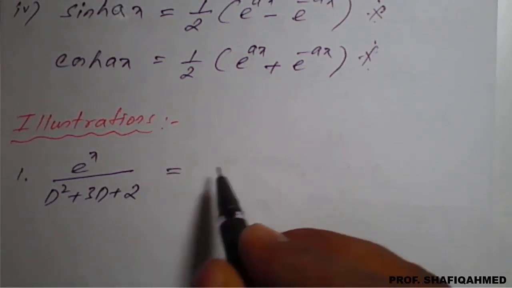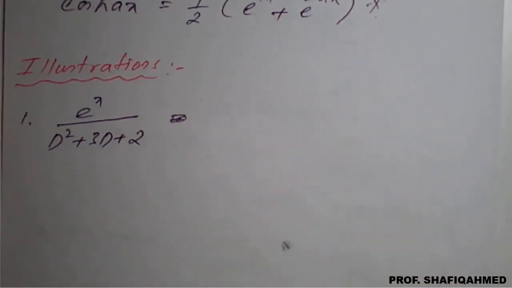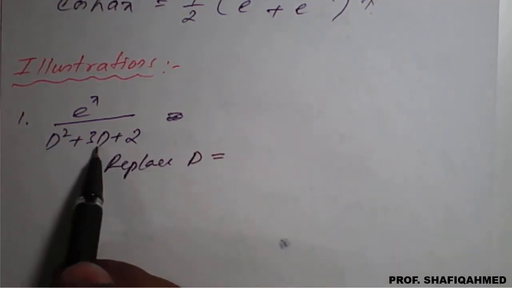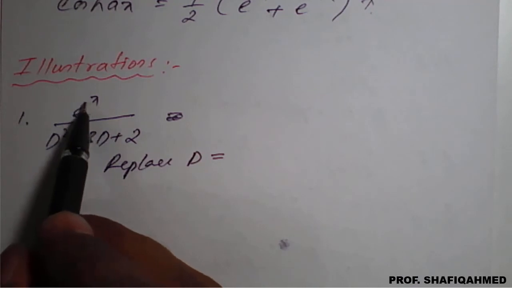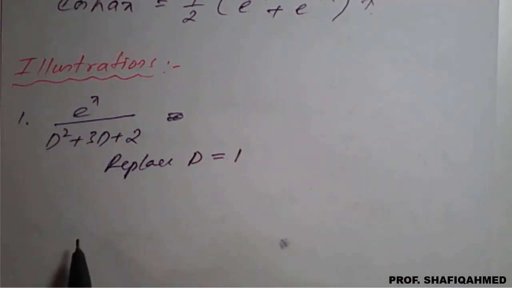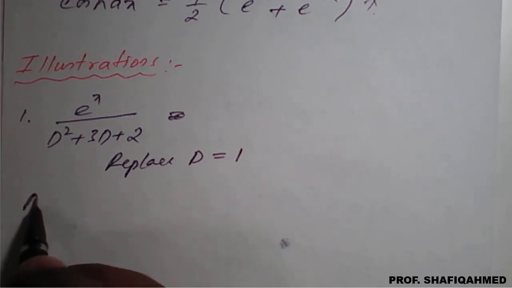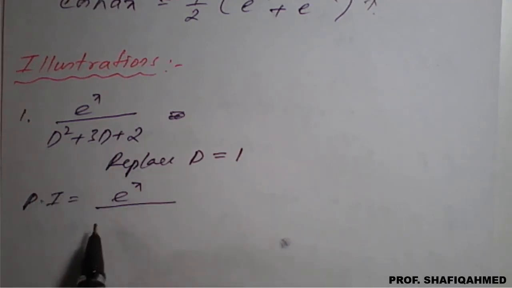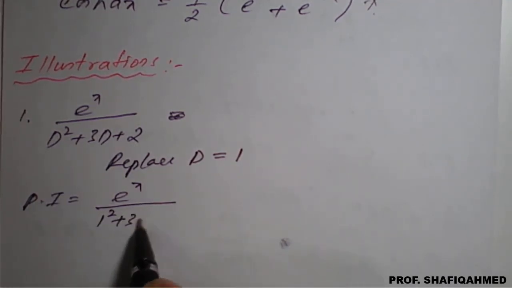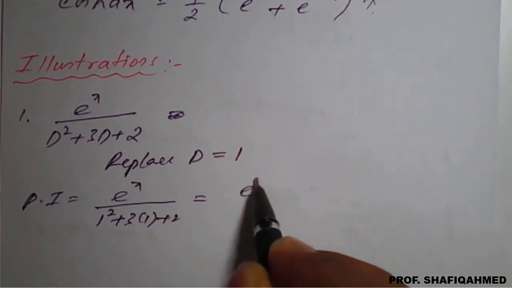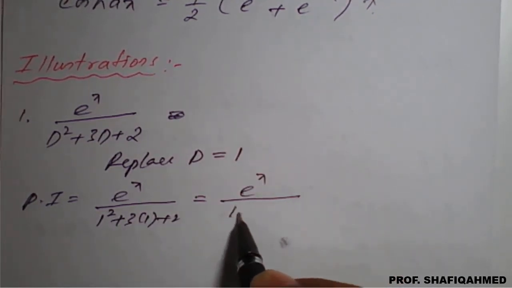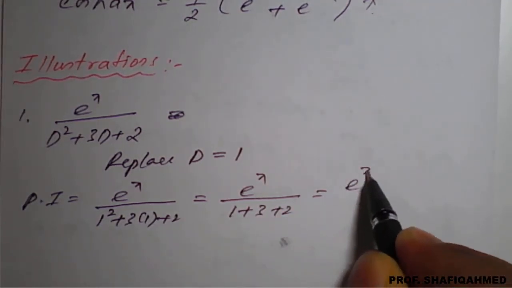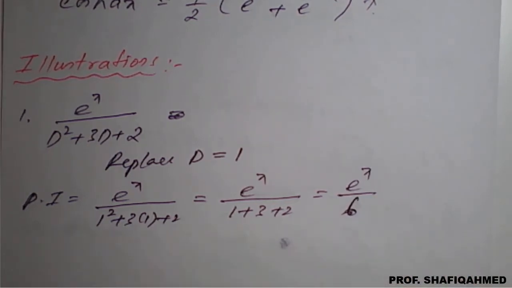For this, what we have to do here is replace d with the coefficient of x. The coefficient of x is 1 here, so replace d equal to 1. I will consider pi as e raised to x as it is. So d will be replaced by 1, meaning 1 square plus 3 into 1 plus 2. Therefore e raised to x divided by 1 square is 1, plus 3 into 1 is 3, plus 2, which is nothing but e raised to x upon 6. So this is the particular integral.